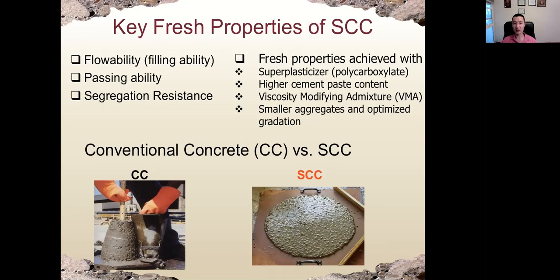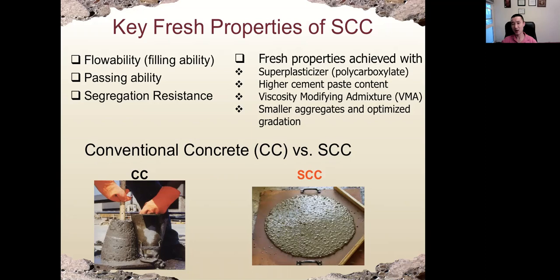The third one is called segregation resistance. The concrete should not segregate during and after pouring. These three fresh properties are achieved with superplasticizer. We add superplasticizer to enhance the flowability of concrete.